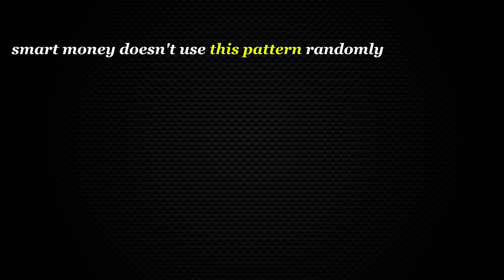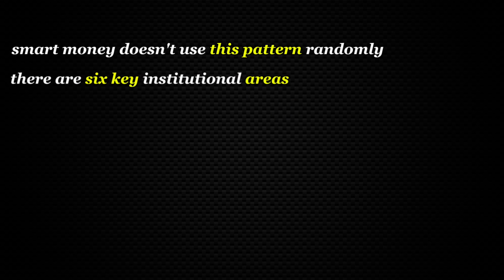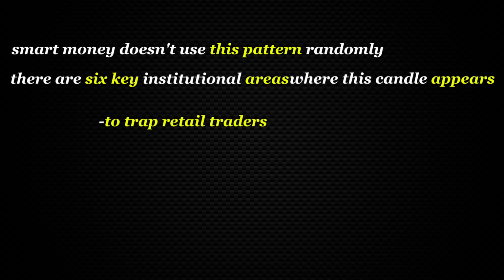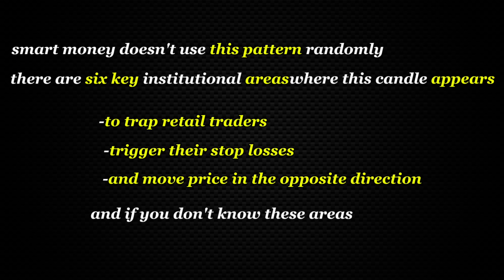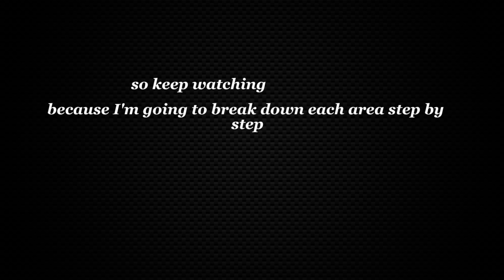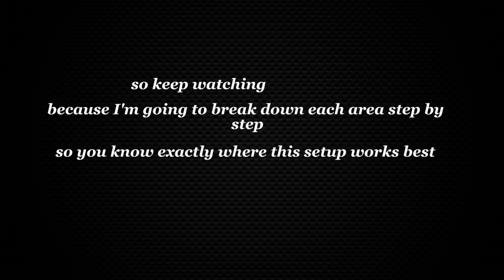Smart money doesn't use this pattern randomly. There are 6 key institutional areas where this candle appears, to trap retail traders, trigger their stop losses, and move price in the opposite direction. And if you don't know these areas, you'll be the one getting trapped. So keep watching, because I'm going to break down each area step by step so you know exactly where this setup works best. Now let's talk about the first institutional area.